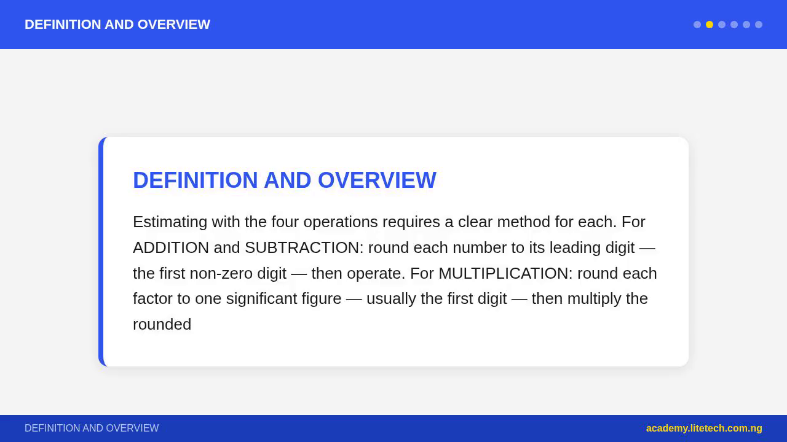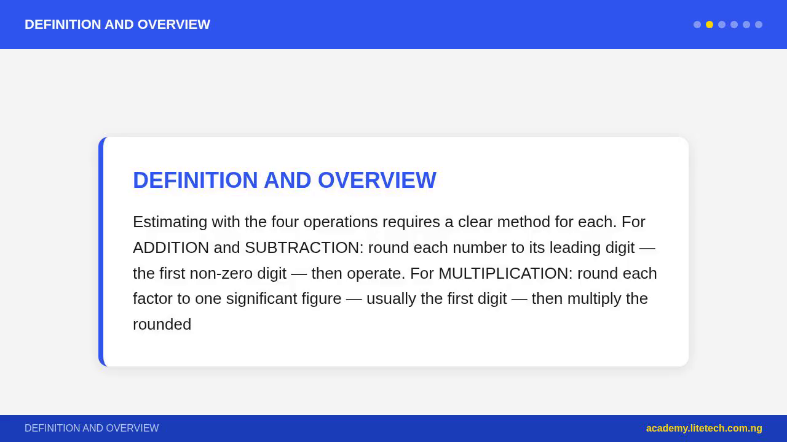Let us practice each operation. Estimating a sum. Estimate 3,786 plus 5,234 plus 2,941. Round each to the nearest thousand. 4,000 plus 5,000 plus 3,000 equals 12,000. Exact, 11,961. Our estimate of 12,000 is reasonable.